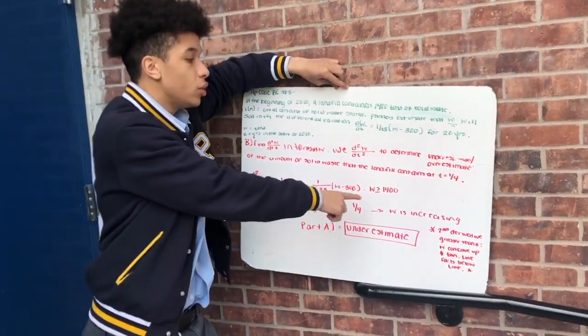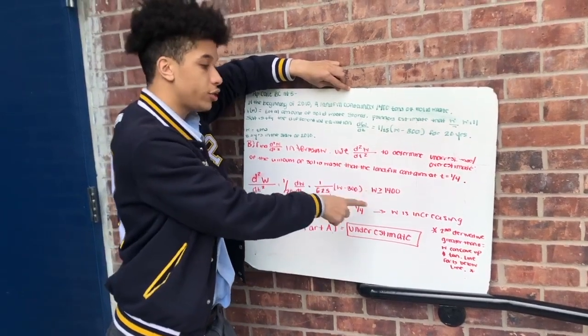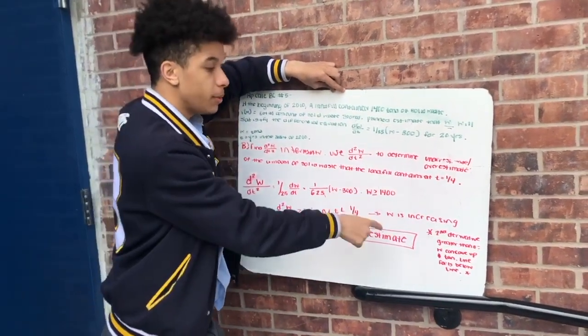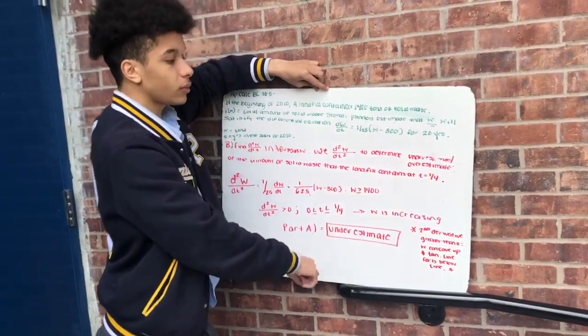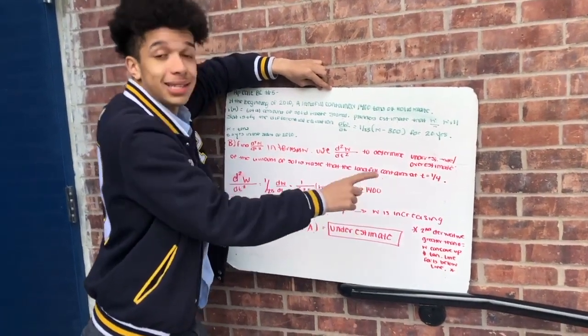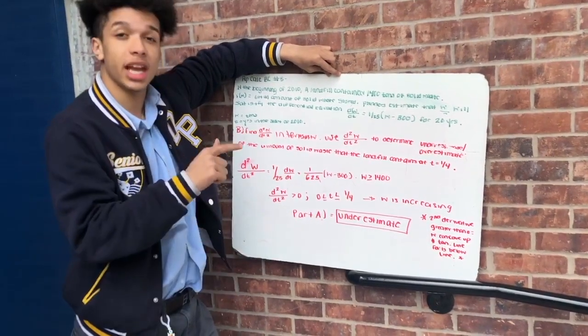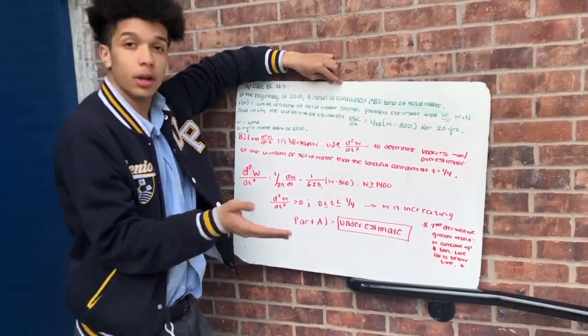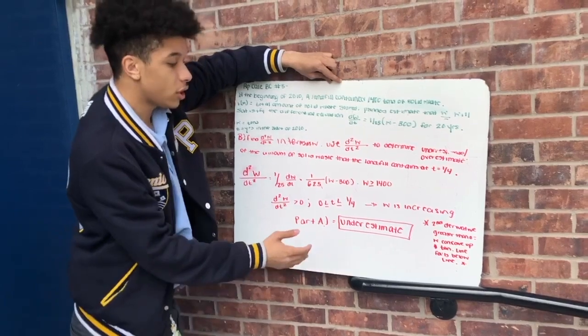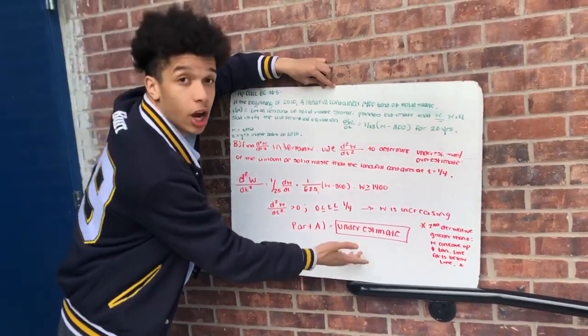We know that W is greater than or equal to 1400, which shows that W is actually increasing. With W increasing, we know that the second derivative is going to be greater than 0, and W is going to be concave up, and the tangent line is going to be below W. As a result, we know that part A is an underestimate.